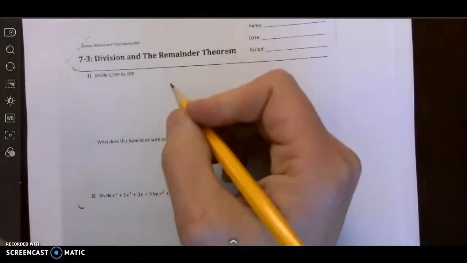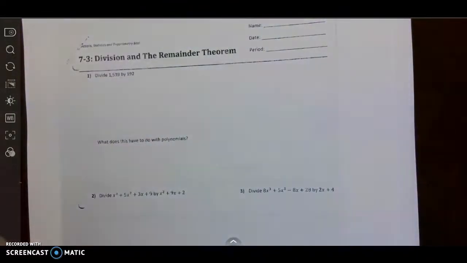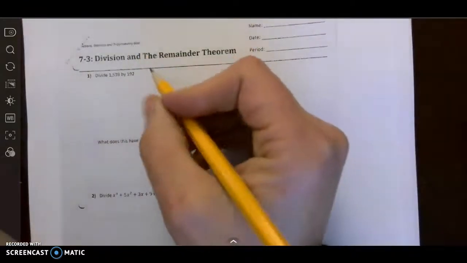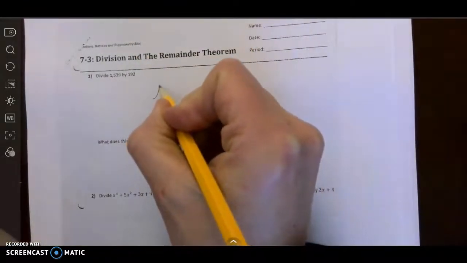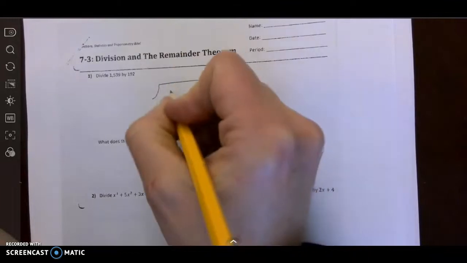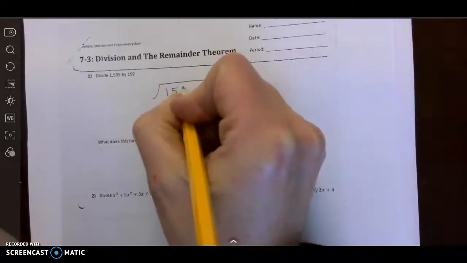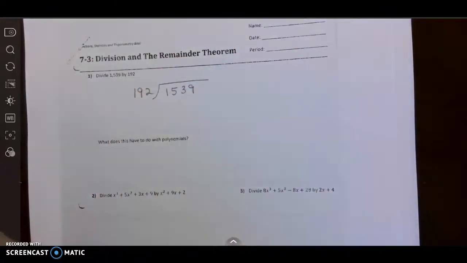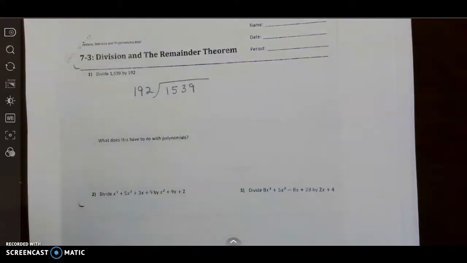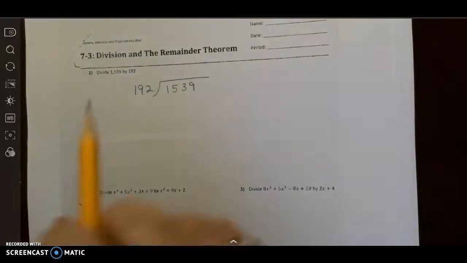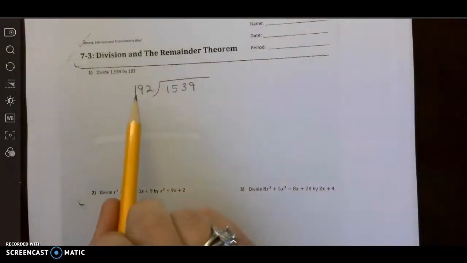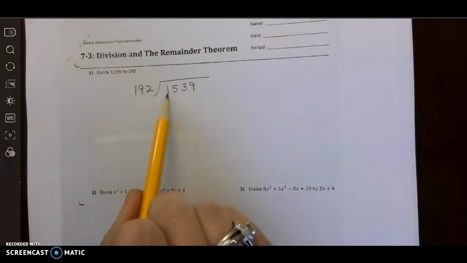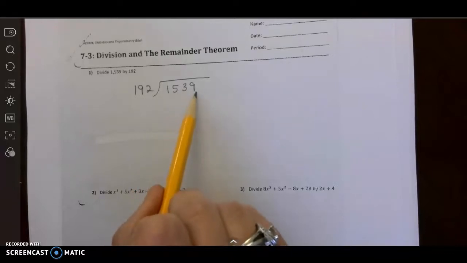So we are going to divide 1,539 by 192. And we're going to do it without a calculator, and we're going to use long division, like what you learned in elementary school when you first learned how to divide. The reason we're doing this is because we need to use this process in order to learn how to divide polynomials. So I'm going to ask myself, how many times does 192 go into 1,539?